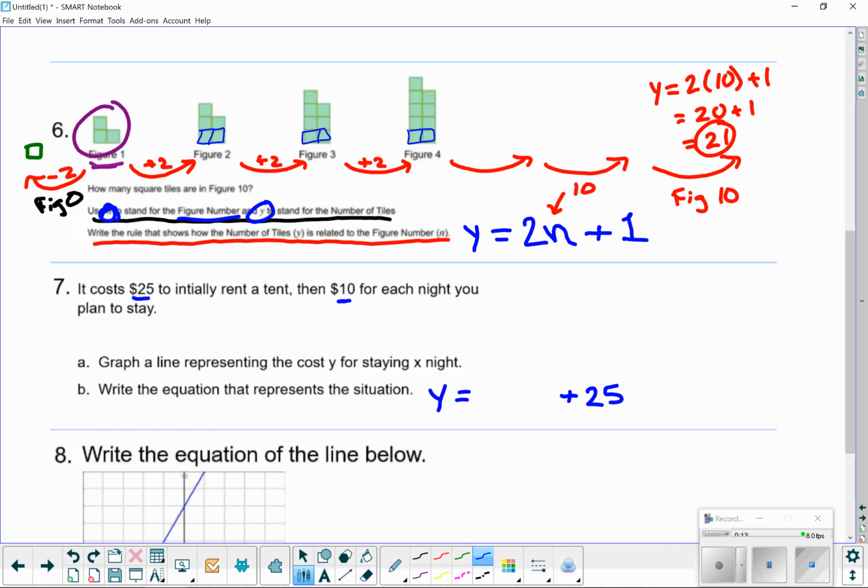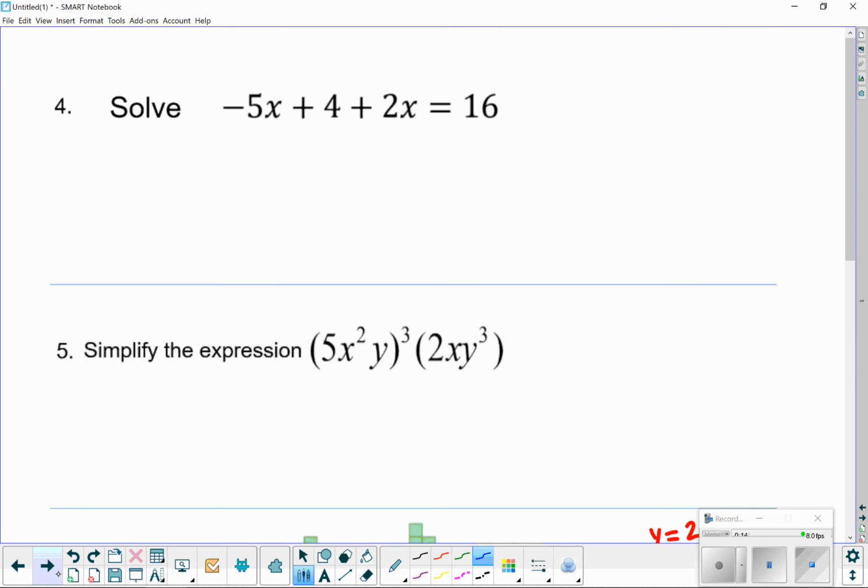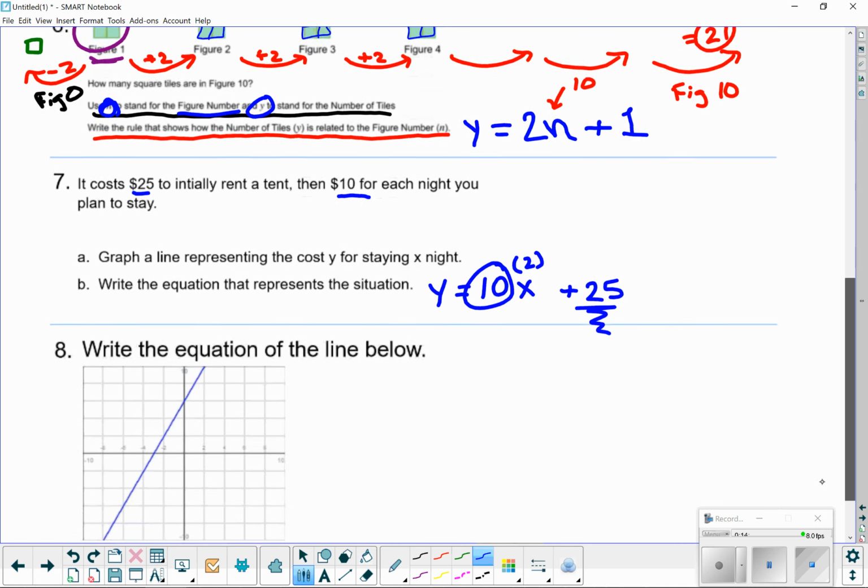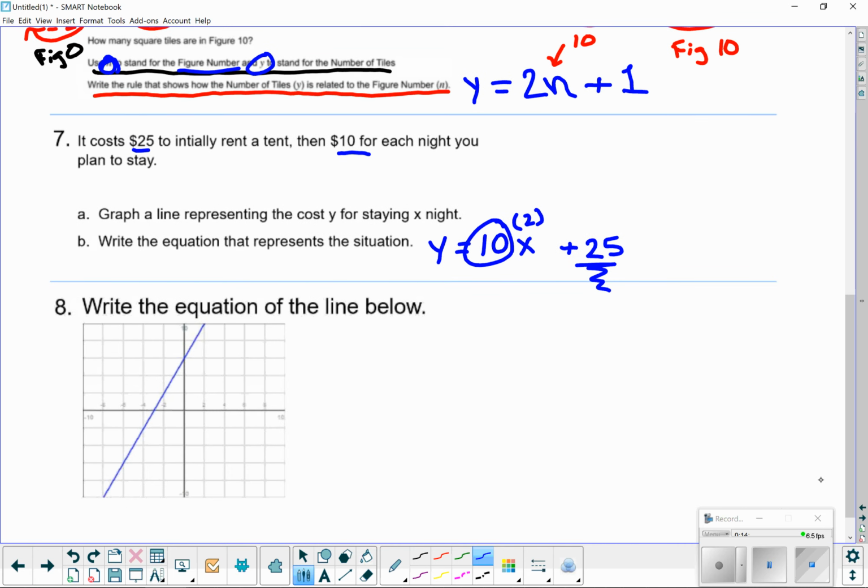And it's going to cost $10 for each night. So 10 is the repeated, or your rate of change, which means that it's going to be your number that comes with the x, because if you rent one night, then it's going to be $10, because it's 10 times 1. If you rent it for 2 nights, then it's going to cost you 10 times 2, because it's 2 nights, which is $20. Don't forget your plus 25, because that's how much it's going to cost you initially anyways. Right, so that's your equation, and you can utilize that to graph.